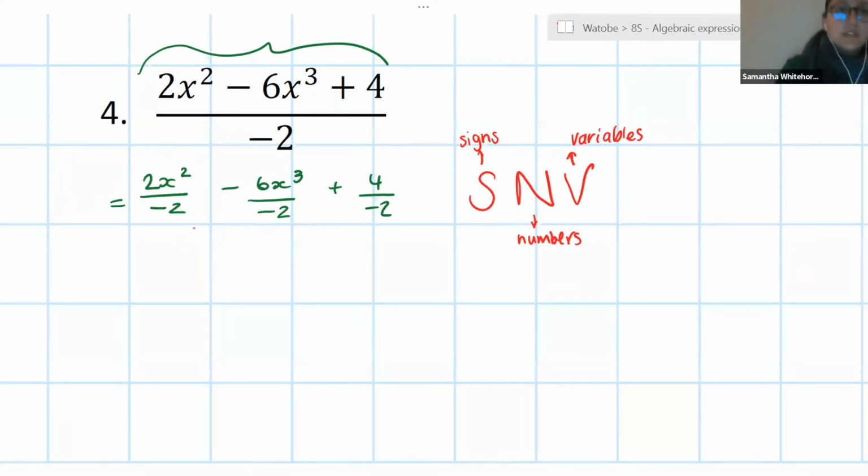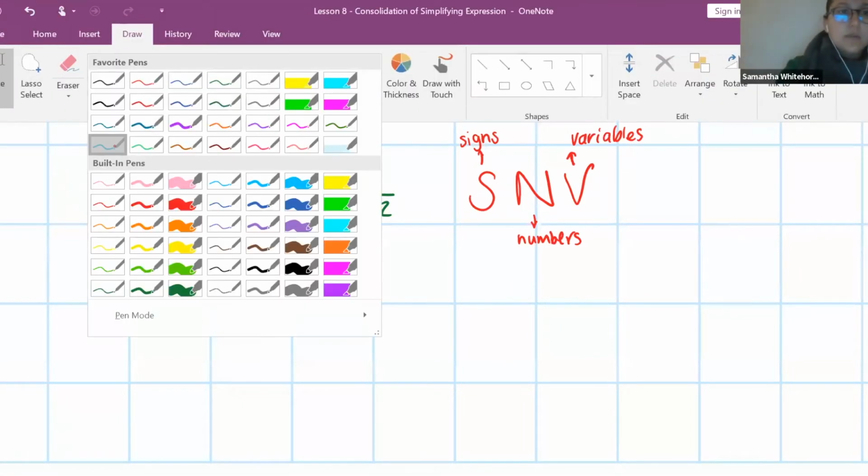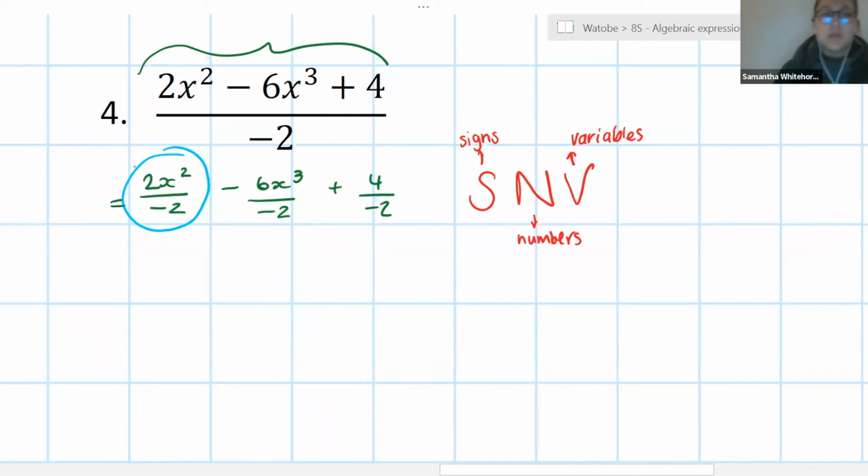So I'm just going to circle it so we know what we're working with. So this fraction I've circled in blue. Let's start with the signs. What is a positive divided by a negative? What sign should I get when I've got a positive divided by a negative? Sadie, you want to answer for us? You get a negative. Awesome, well done. So positive divided by negative is a negative.